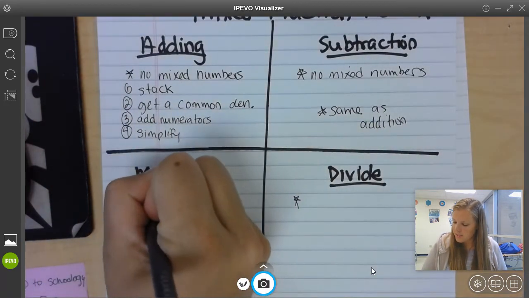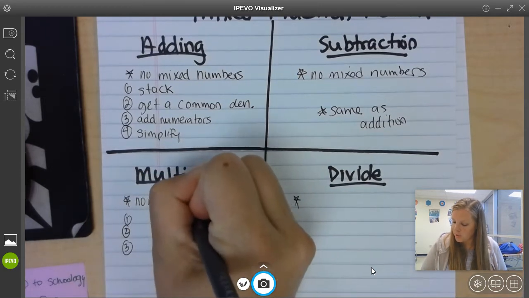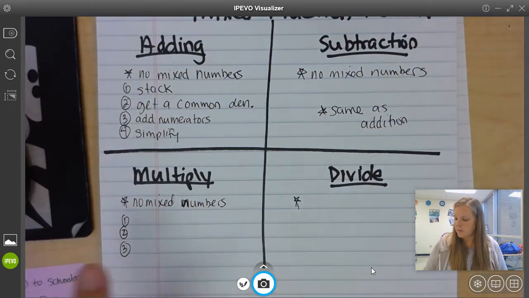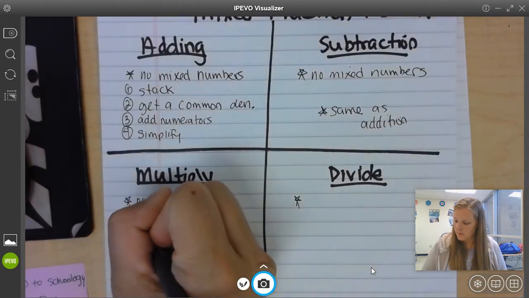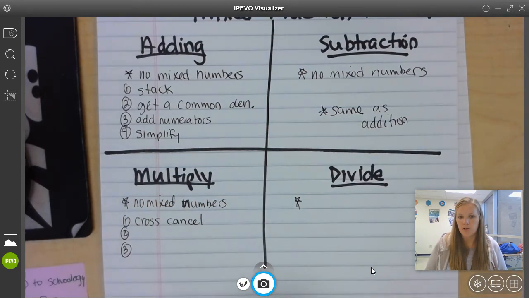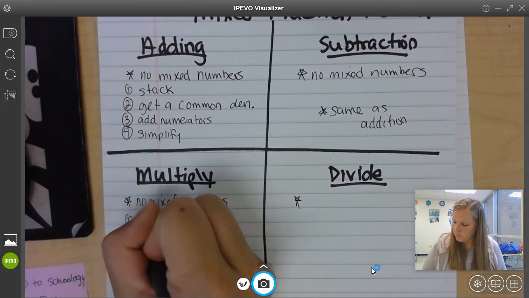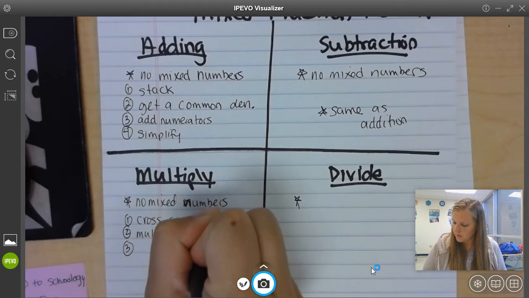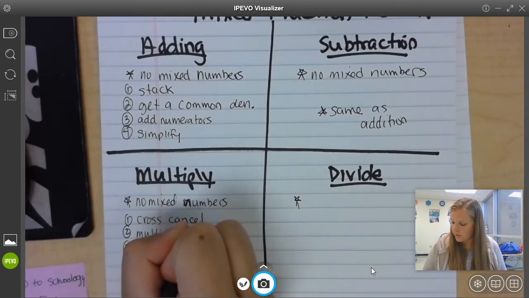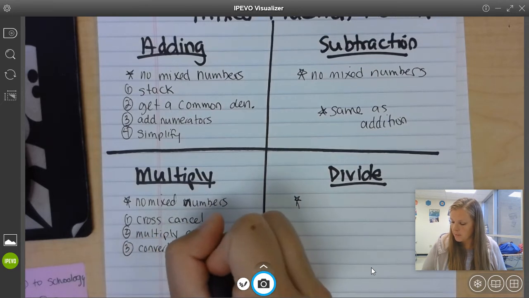The first is that we still have no mixed numbers. We always are going to change them to improper fractions. Why don't you press pause and see if you can remember the 3 multiply steps. The first multiply step is to try to see if you can cross cancel. That simplifies the problem as you go so that you don't have a huge simplification at the end. Then you multiply across, and then you convert it to a mixed number if needed.